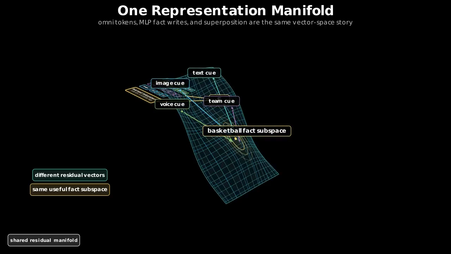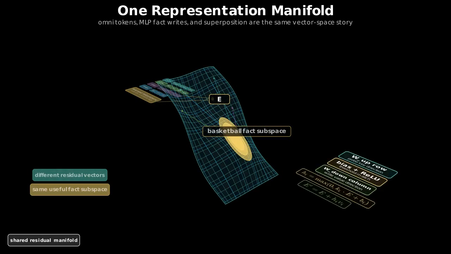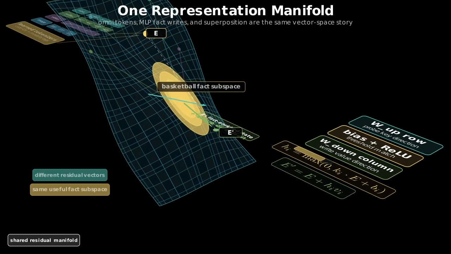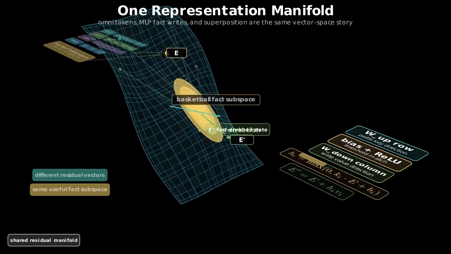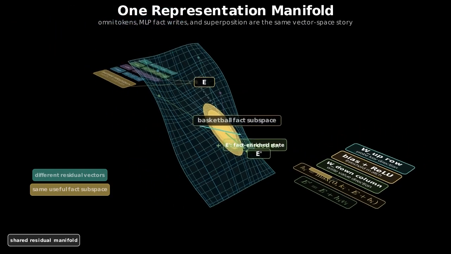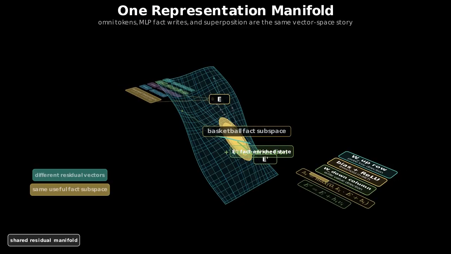Now step into superposition. Real models do not get one clean neuron per fact. Many useful features share the same visible manifold. In the projection we can draw, they overlap. In the full space, they are separated by hidden coordinates and near orthogonal directions. That is the geometric reason a model can store more features than the visible dimension count would suggest. It is not magic storage. It is compressed representation with carefully managed interference.